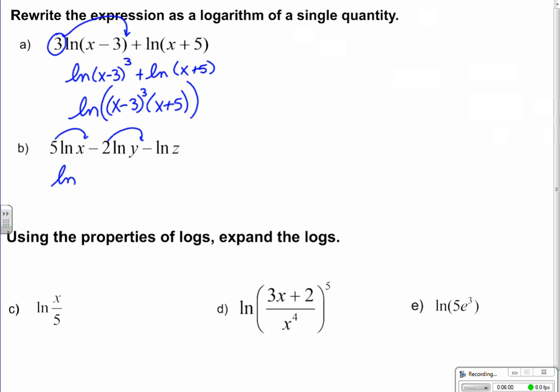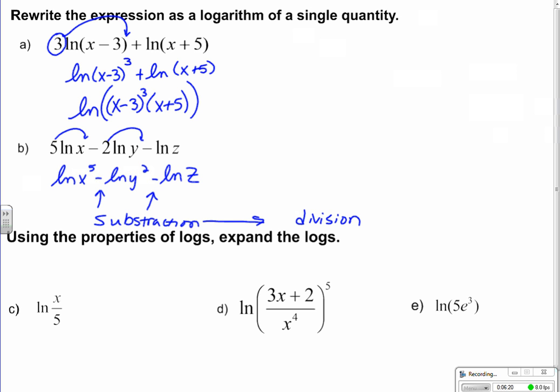Letter B, let's swing the 5 back up and the 2 back up. That'll make natural log x to the 5th minus natural log y to the 2nd minus natural log of z. I see subtraction signs. Subtraction signs will correlate over to a single log using division. So now I'm going to have natural log of x to the 5th over y squared and also z.